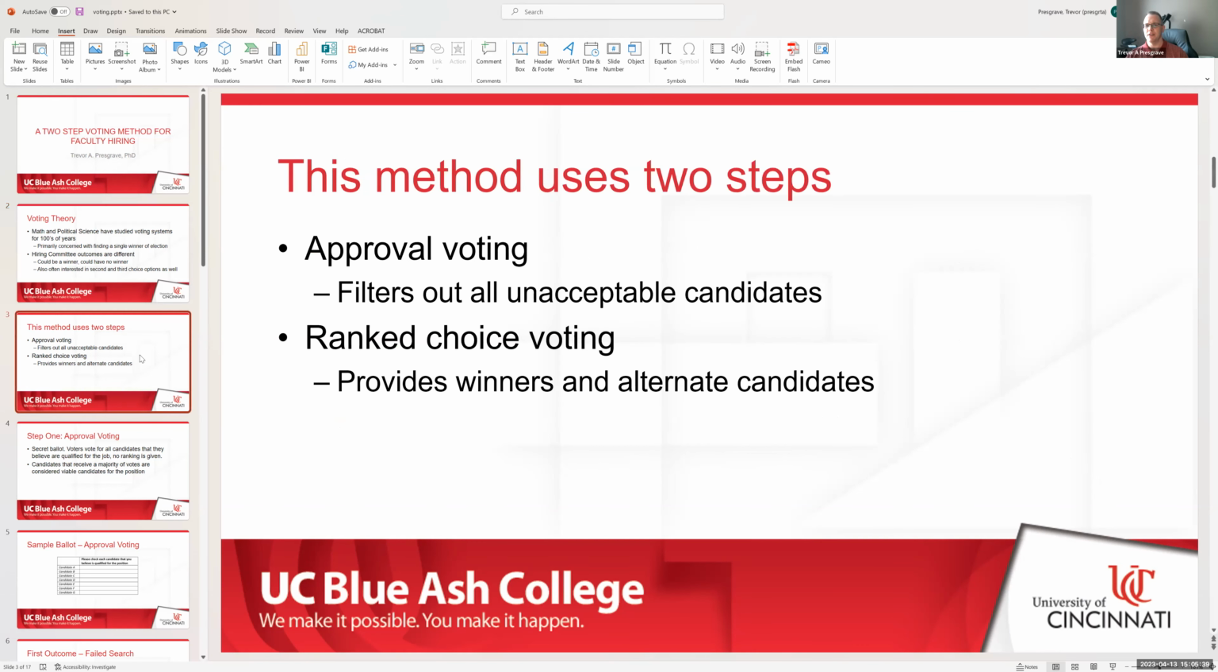And the first step is to use what's called approval voting, where each person on the hiring committee just marks each candidate as acceptable or unacceptable. No ranking, just whether or not that voter believes the candidate meets the minimum qualifications to be suitable for the job. And then the second step will be ranked choice voting.